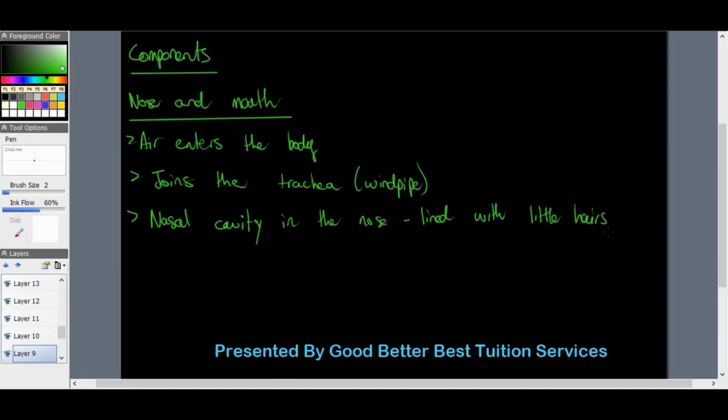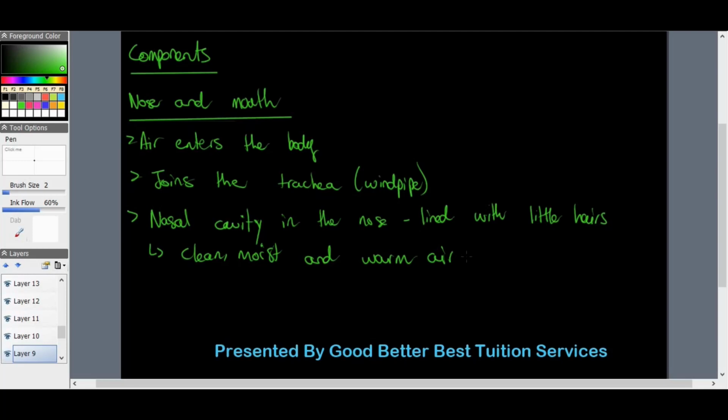Right, it's lined with little hairs and is kept moist. The little hairs at the nasal cavity in the nose keep the air moist, clean and warm. They of course keep the air nice and clean, moist and warm. That's what they do to the air.